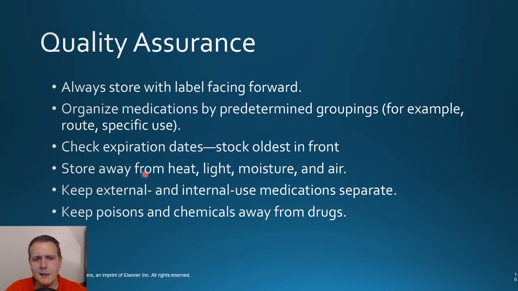Make sure to keep things away from heat, light, moisture, and air. So keep them in their original containers, which can be helpful for preventing any issues of contamination. And then make sure to keep any kind of external and internal use medications separate. So keep your ophthalmic medications away from your rectal medications, away from your oral medications. And then obviously if you have any cleaning solutions or any kind of potentially dangerous chemicals, keep them separate and away. As an example, we have some medications that are quite flammable, and so we have a special fire cabinet just for those, and they are kept away from all the other medications which are not flammable.